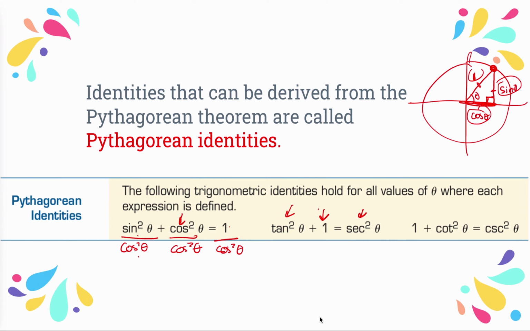If, instead, we divide everything by sine squared, sine squared over sine squared is 1. Cosine squared over sine squared is cotangent squared. And 1 over sine squared is cosecant squared. So we get the third identity by dividing everything by sine squared.